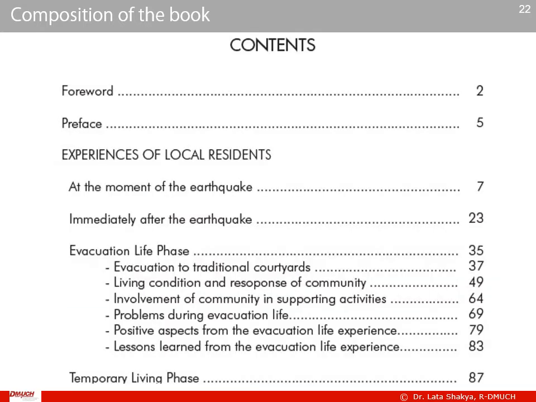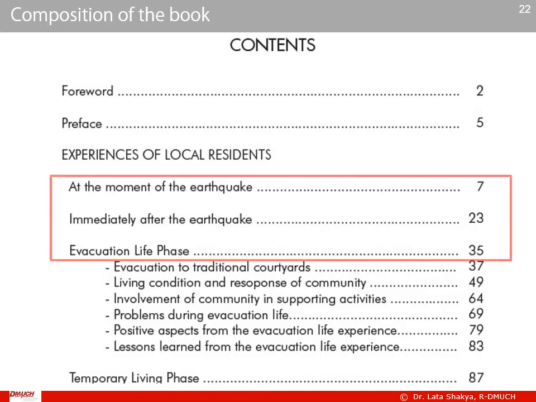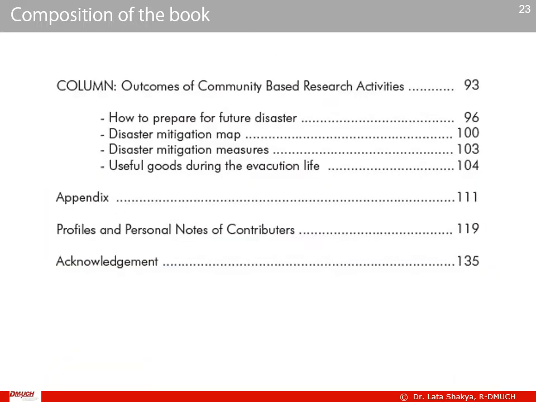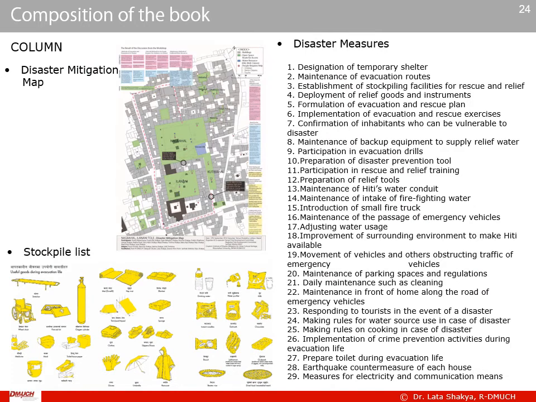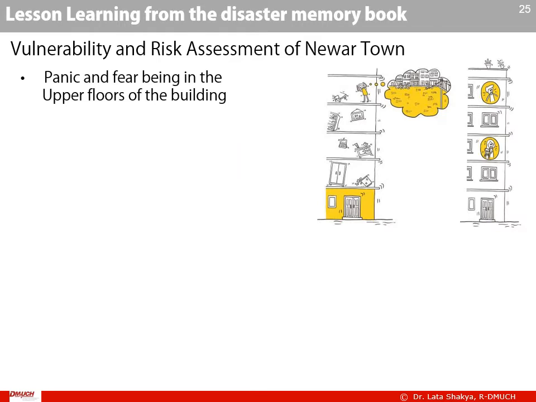The experiences are divided into the phases of the post-disaster recovery and reconstruction process, such as at the moment of the earthquake, immediately after the earthquake, during living at the evacuation site, and the temporary living period. Within each phase, the contents are also subdivided. In the column part, the disaster mitigation map, disaster mitigation measures, and useful goods during evacuation life are included, which were our team's research work. So let's look at some of the lesson-learning contents of the book.